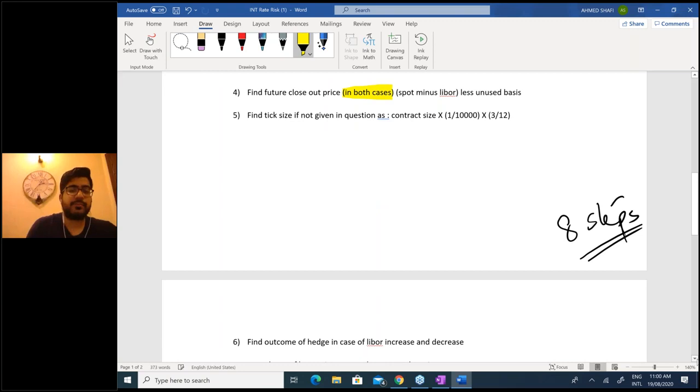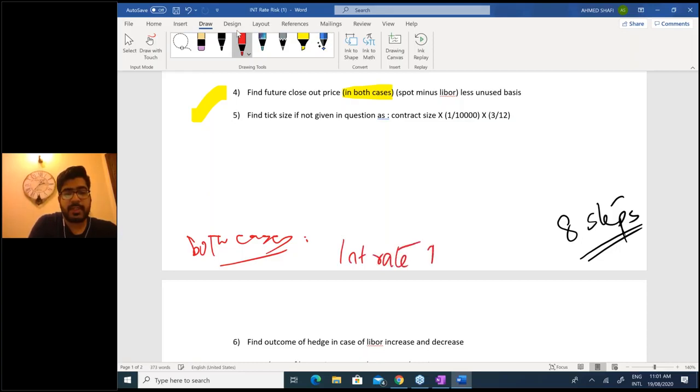Now in the exam question, you are likely to be provided with 2 cases. Case 1 would be interest rates are rising and case 2 would be interest rates are falling. You will be very lucky if you're just provided with one case. Then obviously in that case, future closeout price is in one case. But in 90% of the questions, you're provided with two cases, interest rates increase and decrease. So you need to find future closeout price in both cases.